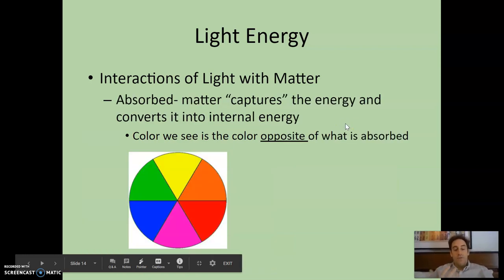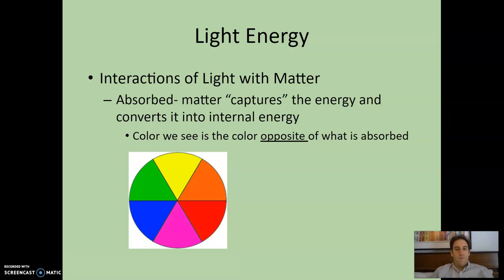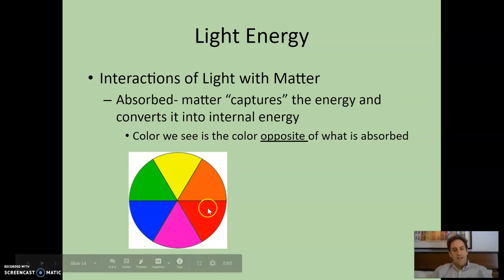Light can also be absorbed by matter. And this is the one we're really going to be focusing on. When it's absorbed, the matter essentially captures that energy, the light energy, and converts it into some sort of internal energy. And we'll look at that in a moment. And the color we see is generally the opposite of what is absorbed. So again, if green is what we see, then we're going to probably be absorbing a lot in the red, orange, purple frequencies, though really all of these are going to be absorbed to some extent.